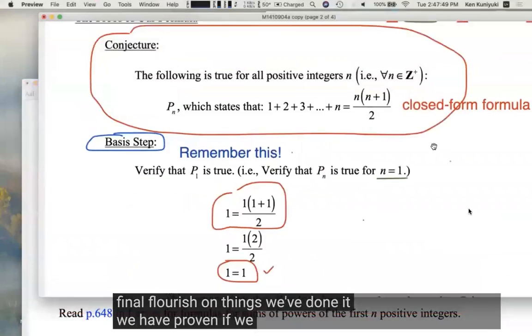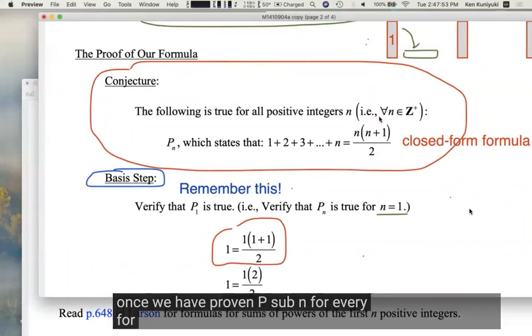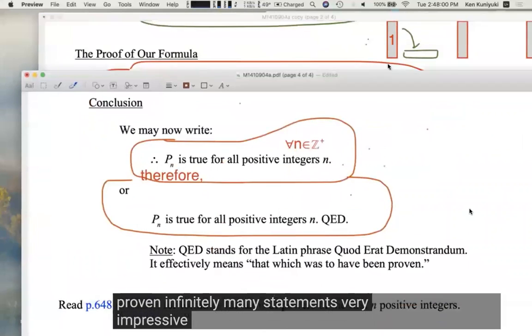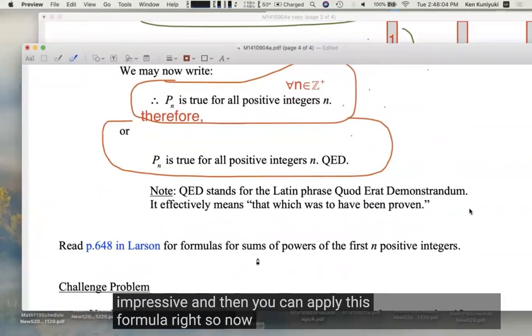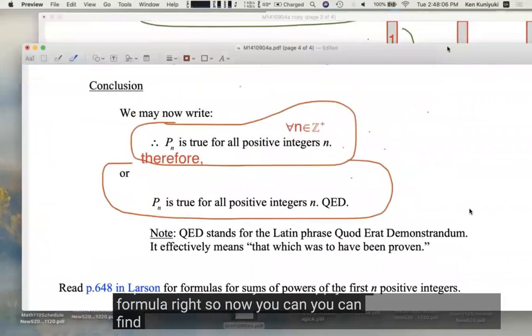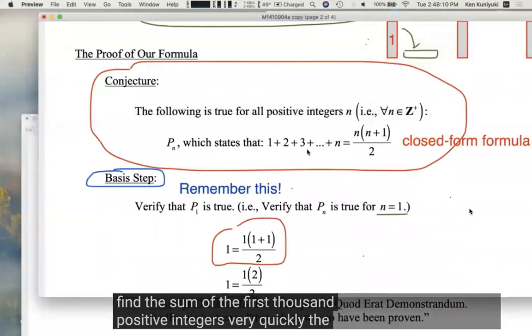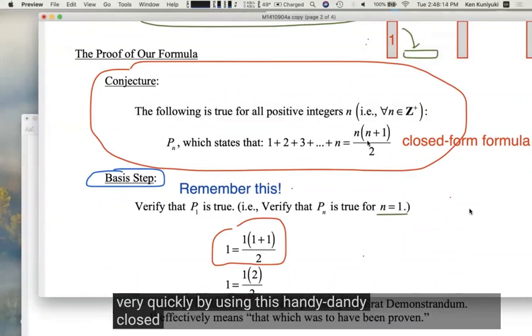We have proven infinitely many statements at once. We have proven P sub n for all positive integers n. We have proven infinitely many statements. Very impressive. And then you can apply this formula, right? So now you can find the sum of the first 1,000 positive integers very quickly, the sum of the first 5,000 positive integers very quickly by using this handy dandy closed form formula. It's pretty nice.